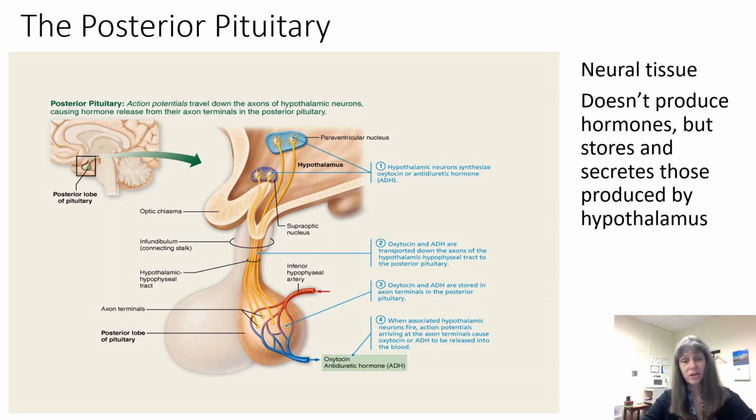And in this picture, you can also see the inferior hypophyseal artery, which forms a little capillary bed. So when those hormones are released, they will diffuse into the bloodstream, and then the bloodstream will carry them all over the body.